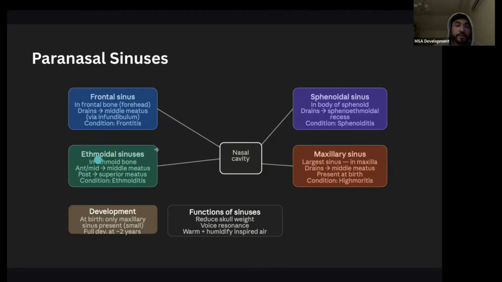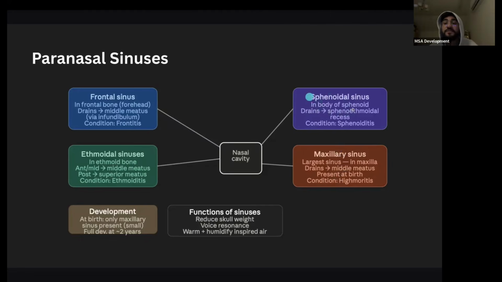Same goes with your ethmoidal sinuses, which are found within your ethmoid bone. We have the anterior and middle parts draining in the middle meatus, and we have the posterior part draining in the superior meatus. Then we have the maxillary sinus, which is by far the largest sinus in your body. It drains through the middle meatus, and it's present at birth. Two sinuses are present at birth: maxillary and ethmoidal. It's very important that you know that, because sometimes they would trick you and ask what is present and what is not present during birth.